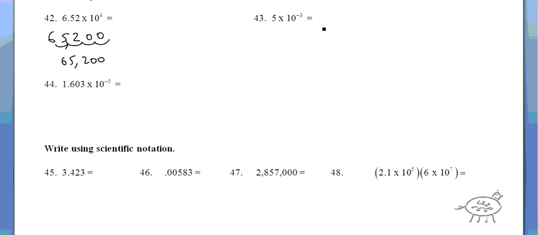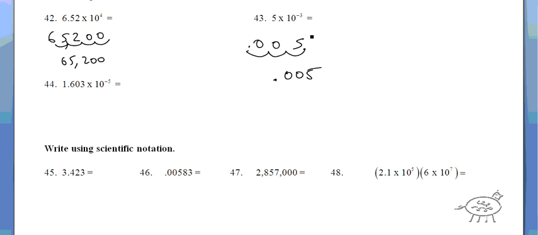Okay, 5 times 10 to the negative 3. Remember, it's a negative exponent. It's a small number, like less than 1. So you're going to move that over. It starts out here, you move over 1, 2, 3. So it's 0.005. Okay? That negative exponent doesn't mean that's how many zeros it is.